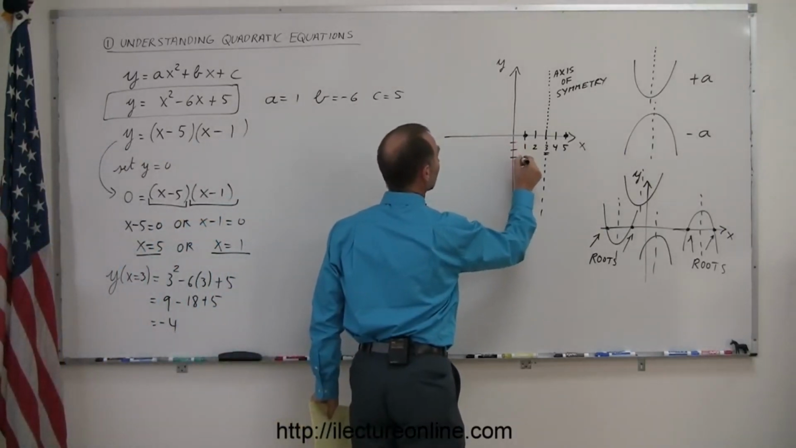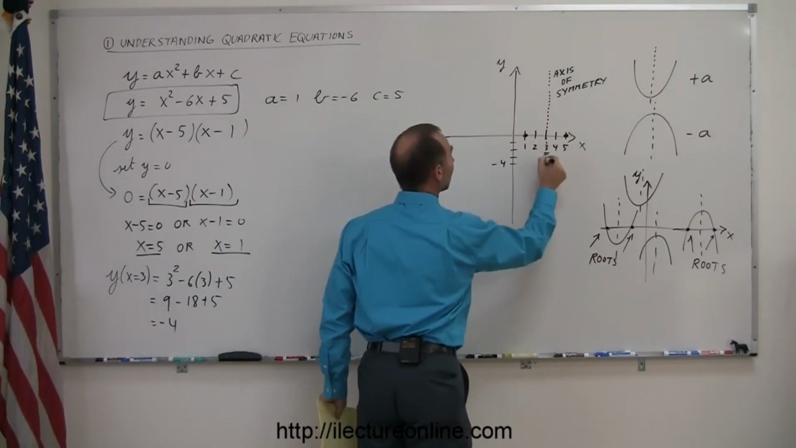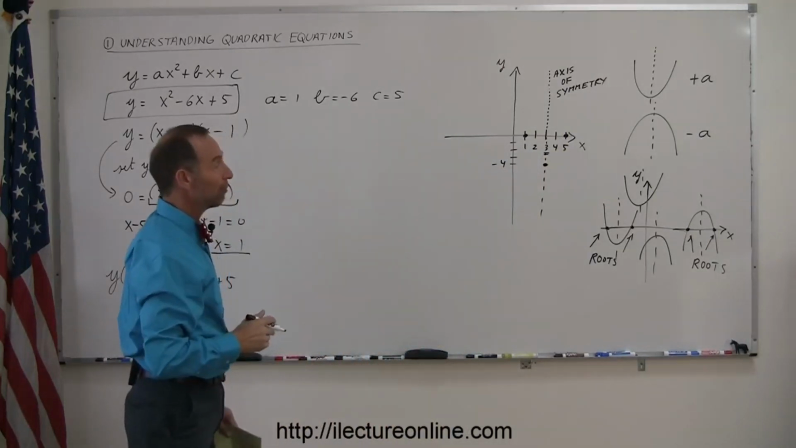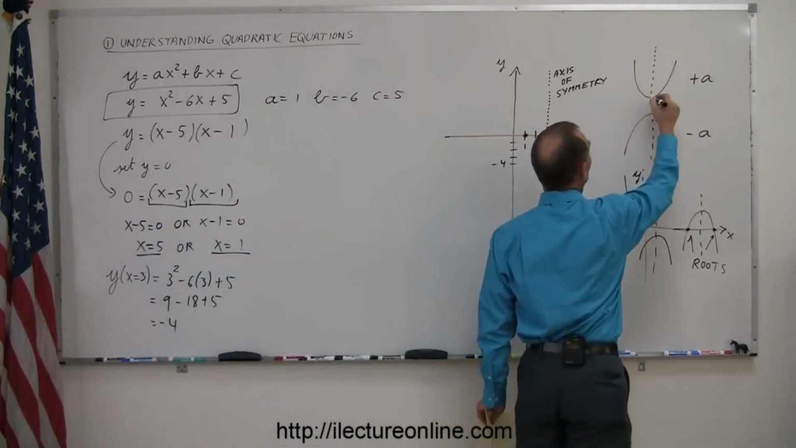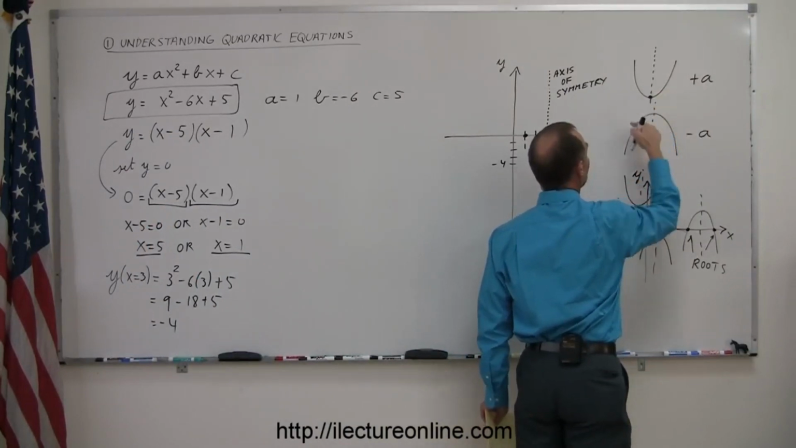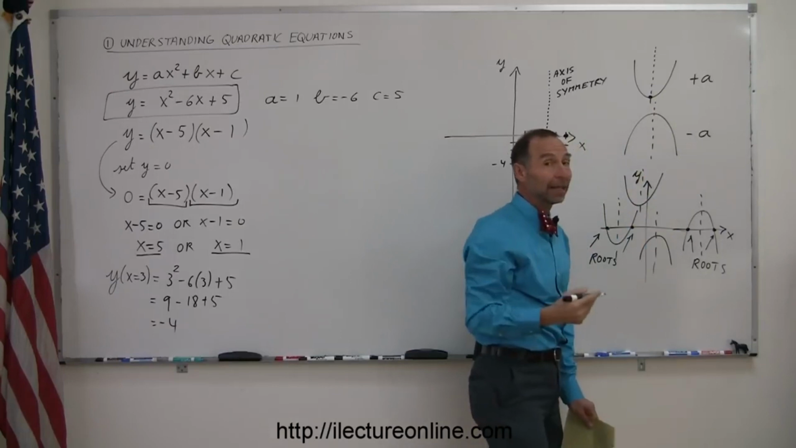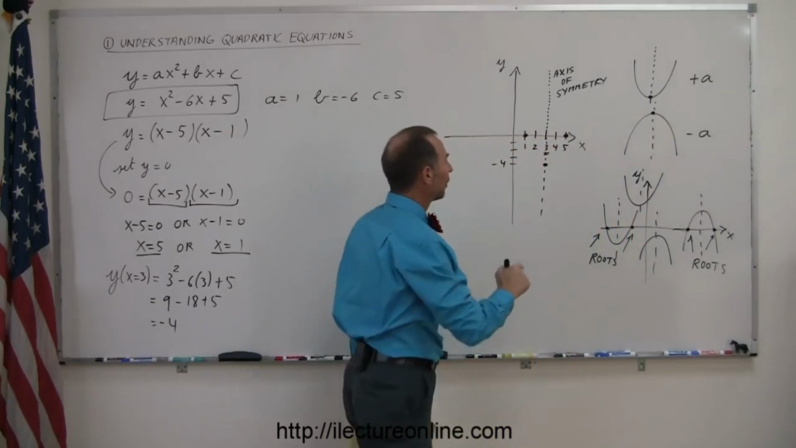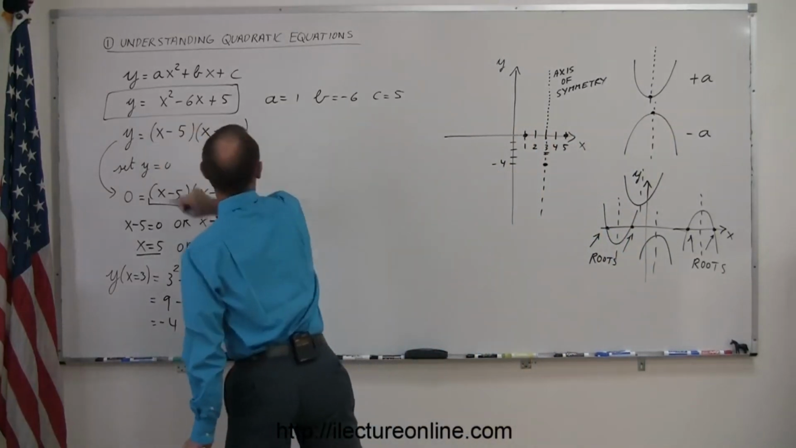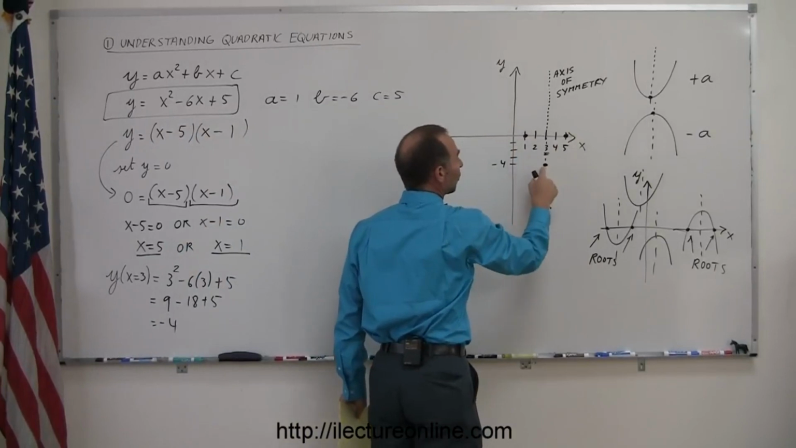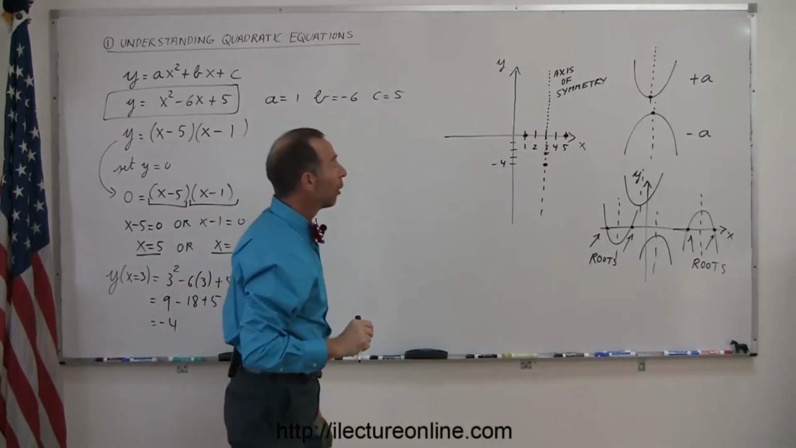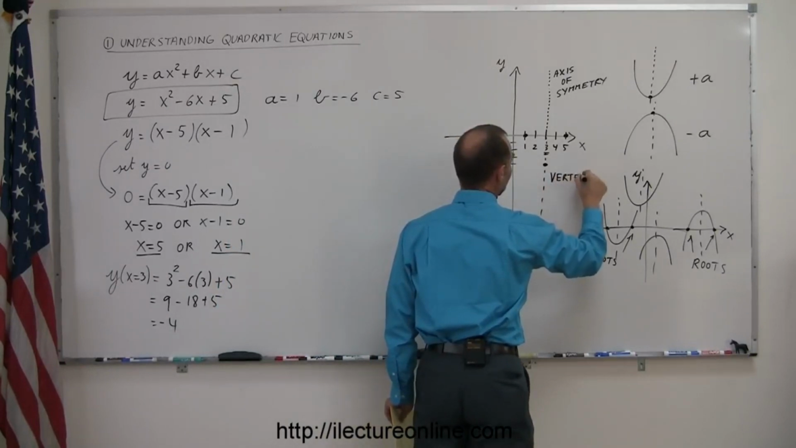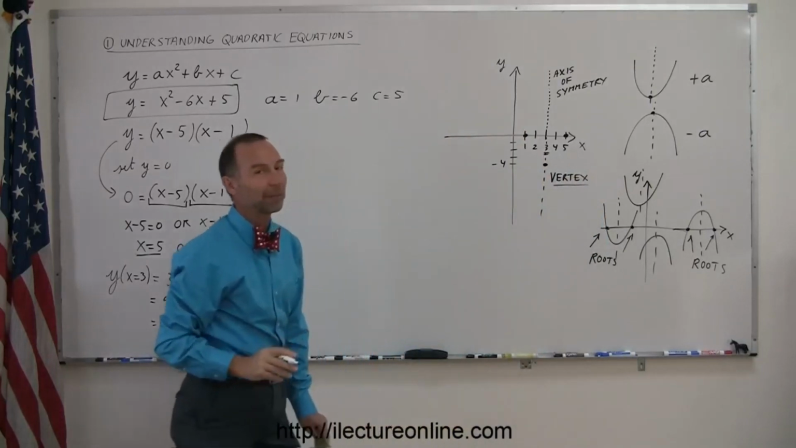So 1, 2, 3, 4. That's negative 4 right here. So x equals 3, y equals negative 4. That is the bottom or top point of my parabola. So if my parabola opens upward, the lowest point of my parabola is this point right there. If my parabola opens downward, then my lowest, or in this case my highest point, will be that point right there. So in this case, since a is a positive number, my parabola opens upward, so this will be my lowest point on my parabola, also known as the vertex. So that's the vertex of my parabola.